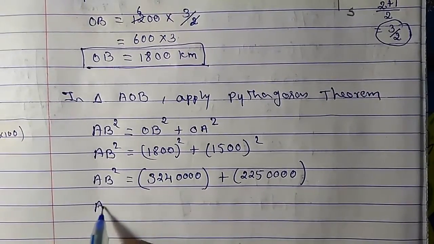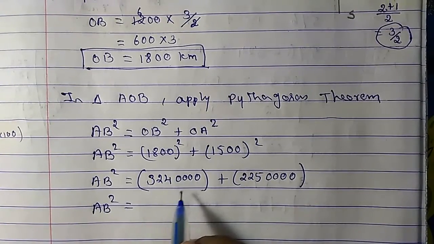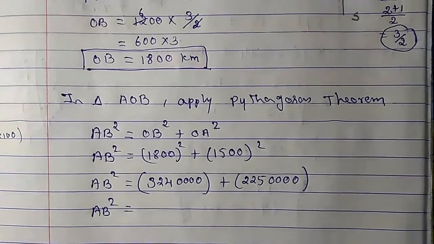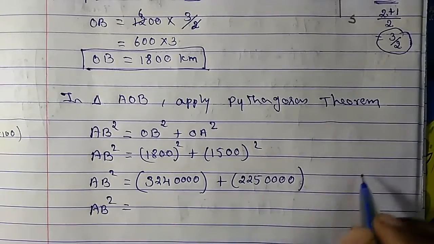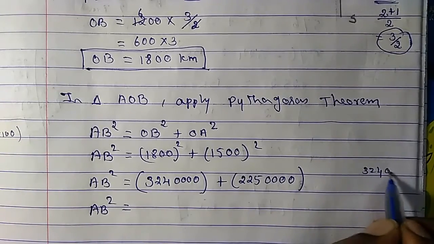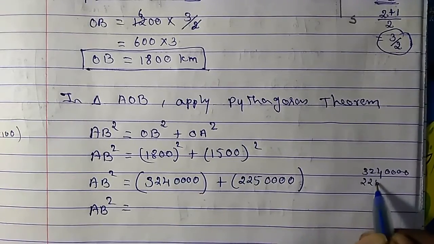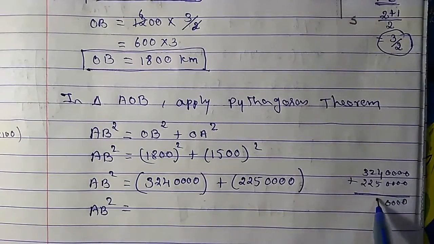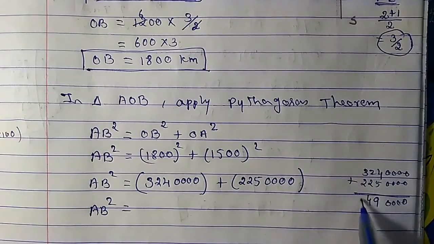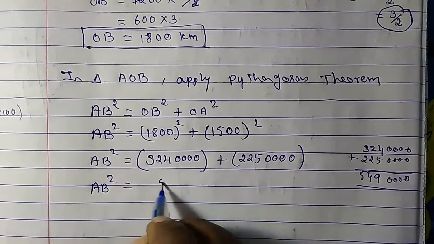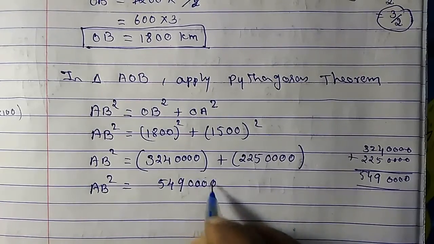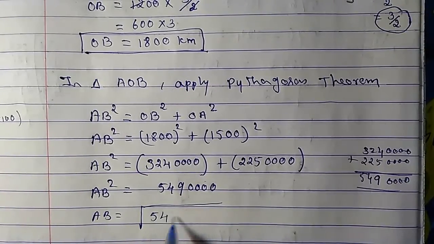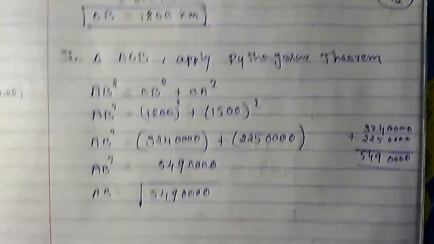Okay, so now AB square is equal to, we can write them separately. Okay, no need, you can add them. The 4 zeros stay as they are, and then 324 plus 225 will become 549. So you will get 549 into 10000. So now the square comes here, it will become a root.